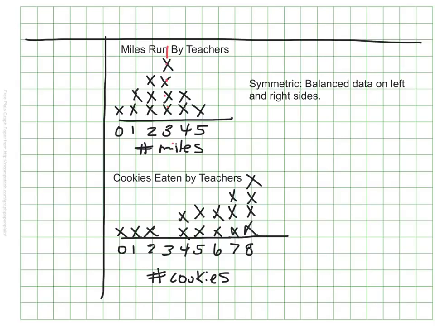Compare the miles run by teachers to this line plot of cookies eaten by teachers. This one is not symmetrical at all. This one we have a different term for, and that is the term skewed. When data is skewed, it means that there is more data heavily on one side than the other. In this case, I would describe this as skewed left. And that has to do with the fact that if I drew a little bubble around this, the tail end, this side, is longer on the left of the peak than it is on the right. But you can have data skewed to either the left or the right, depending on your information and the data you're looking at.